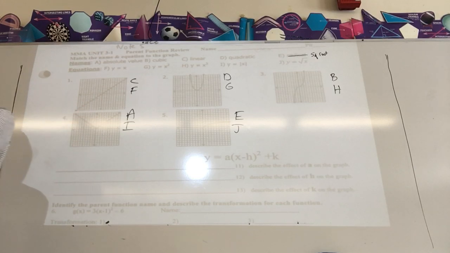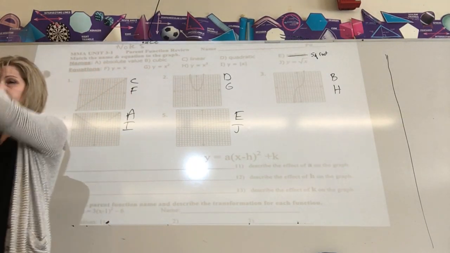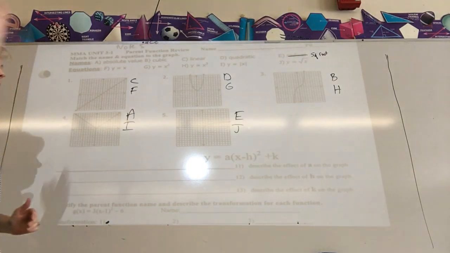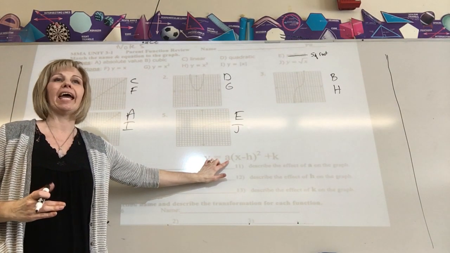Okay, so from here, these are the parent functions we just took notes on. So I want you to think about a problem. We had vertex form. So this right here is vertex form. Remember that was a shifting form, up, down, left, right. So think back to our second unit on quadratics. How did the A shift the graph?